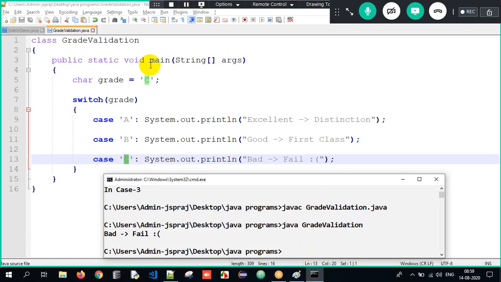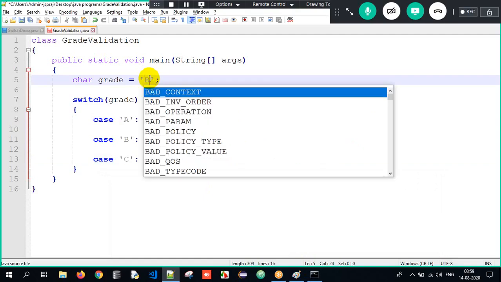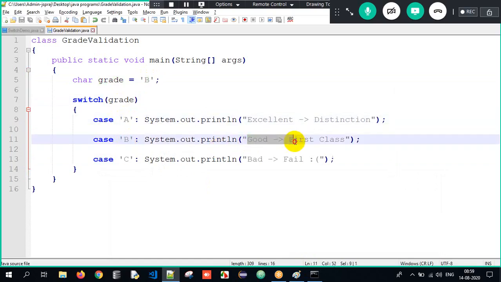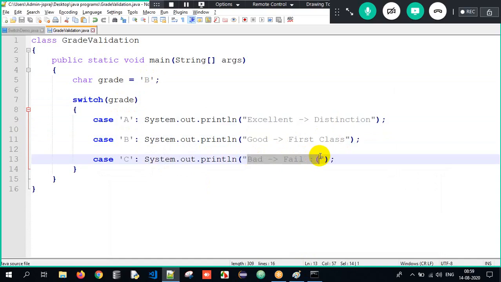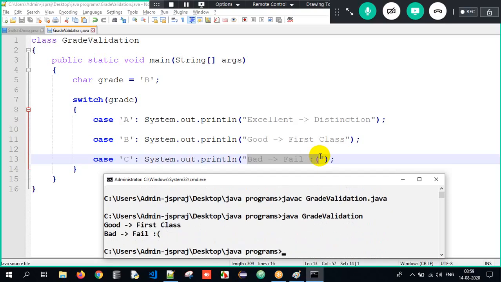But now similarly, if I give it as B over here, what will be the output? Grade is B. A equal to B? No. Is B equal to B? Yes. Good will get executed. Since I have not used break, the remaining block also will get executed automatically. See, when I compile and interpret it, this is how the logic has been written, so it will execute the remaining cases as well.